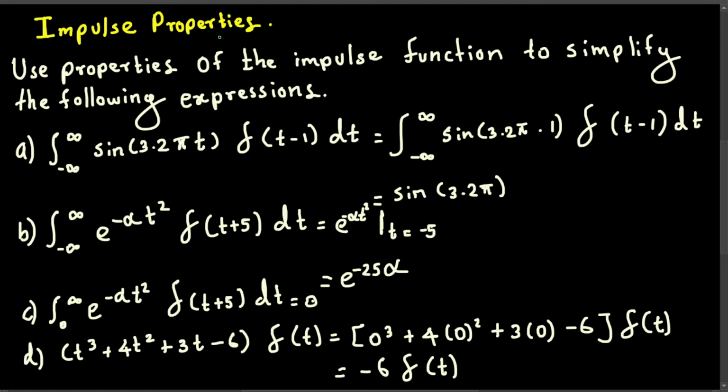Let's look at impulse properties. Use properties of the impulse function to simplify the following expressions. Part A is the integration from negative infinity to infinity of sine 3.25 of 5t, delta of t minus 1, dt. So here is the part we have to be aware of: t minus 1 means t is equal to 1.